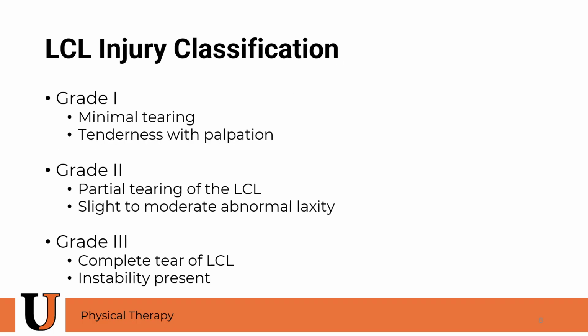We'll use the same classification system as we did for the MCL. Grade 1 is minimal tearing, might be tender to palpation, a little bit of discomfort in that region. Grade 2 is partial tearing of the LCL, so more fibers than the grade 1, and you'll notice slight to moderate abnormal laxity in addition to some tenderness with palpation, varus stress tests, and a lot of different functional movements. And then grade 3 is a complete tear of the LCL. You'll notice significant varus instability with this presentation.